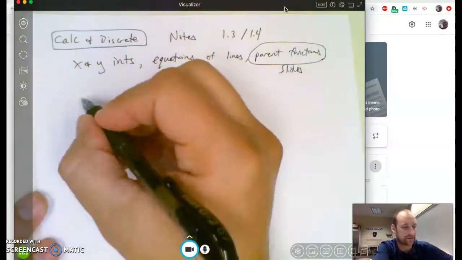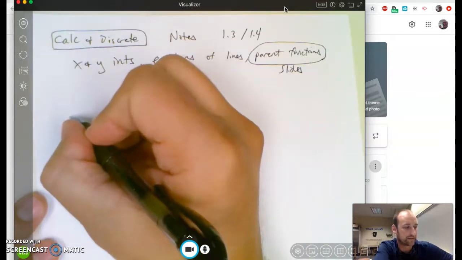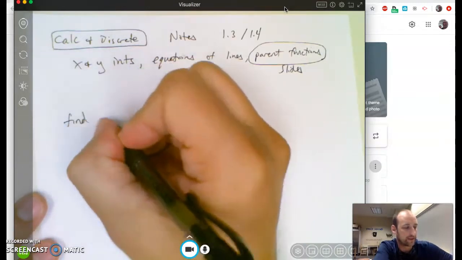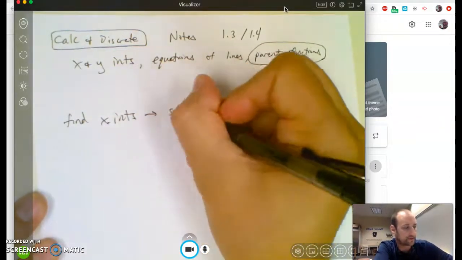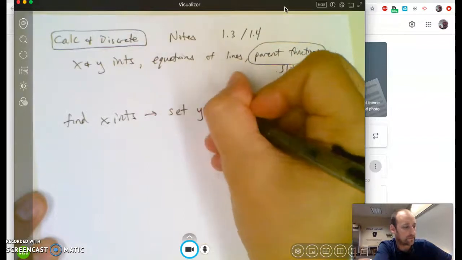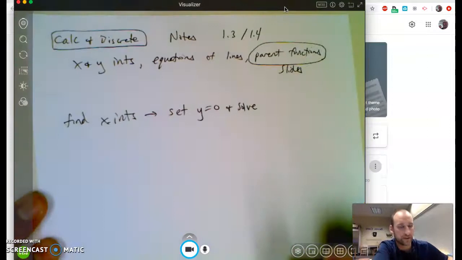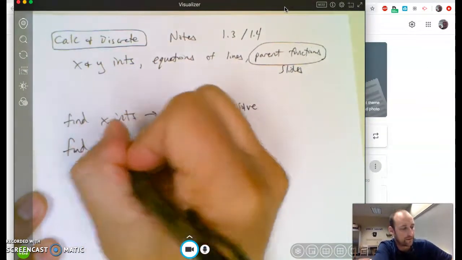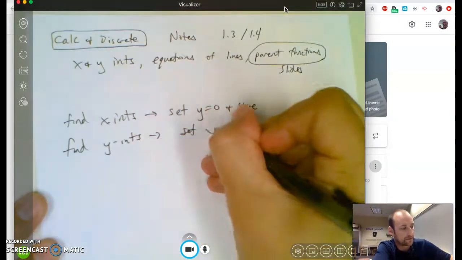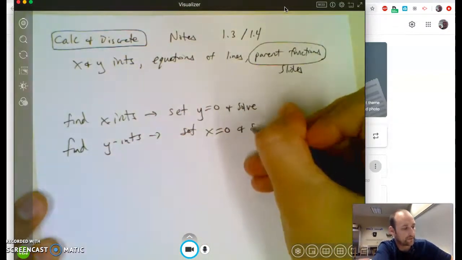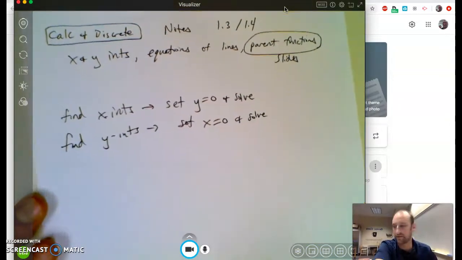So x and y intercepts, if you've forgotten, to find x-intercepts, all you have to do is set y equal to 0 and solve. Okay, to find y-intercepts, you just set x equal to 0 and solve. Okay, pretty darn easy, right? So let's try a couple out.